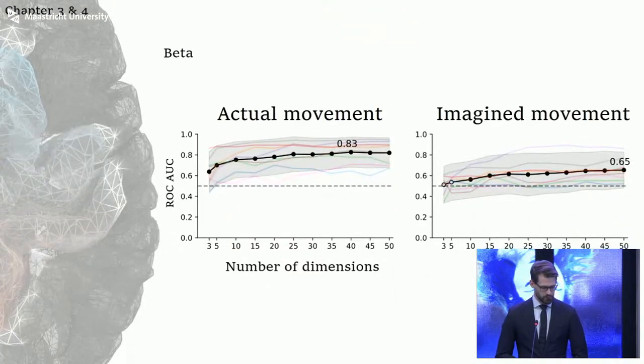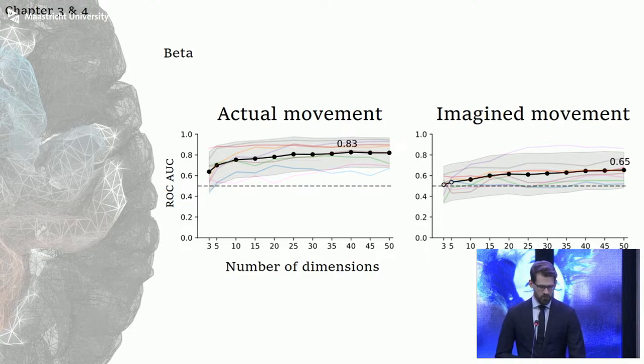So on the left, you see the performance of actual movement, and on the right, of imagined movement. And again, 0.5 is randomly guessing, and 1.0 is perfect prediction. And you can see that for actual movement, we can do this quite well, and for imagined movement, we can do this reasonably well.